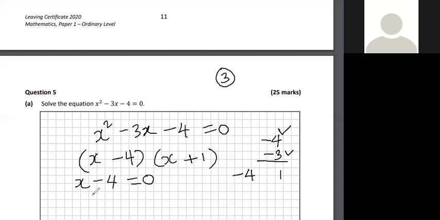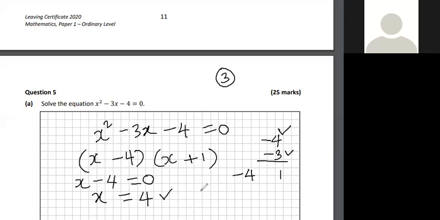And then you are looking for a, don't forget, you send this minus 4 to the other what? To the other side. It becomes plus what? 4. That is your first answer. x equals to what? 4.